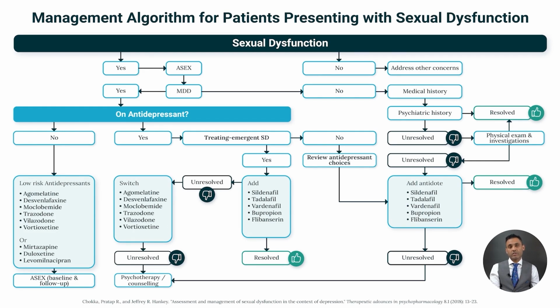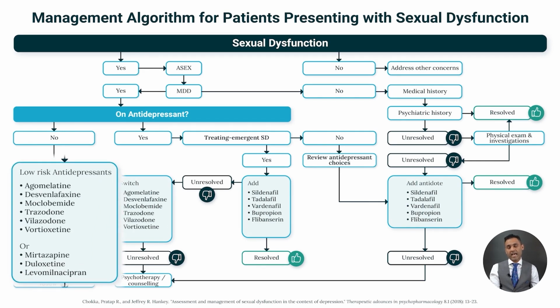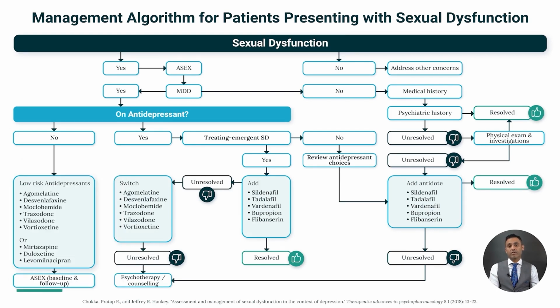In this situation, initiation of low-risk antidepressants such as agomelatine, desvenlafaxine, moclobemide, trazodone, vilazodone, or vortioxetine can be considered as first line. Alternatively, mirtazapine, duloxetine, and levomilnacipran are also agents that may be considered second line in the context of major depressive disorder and sexual dysfunction. Once initiated, consider follow-up and using scales such as the ASEX to identify improvement.